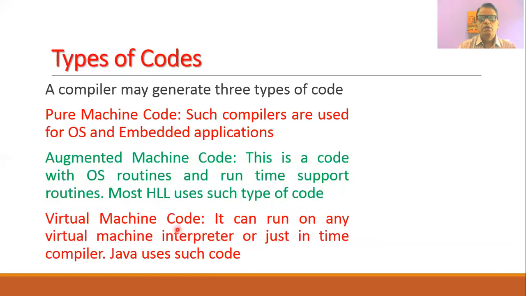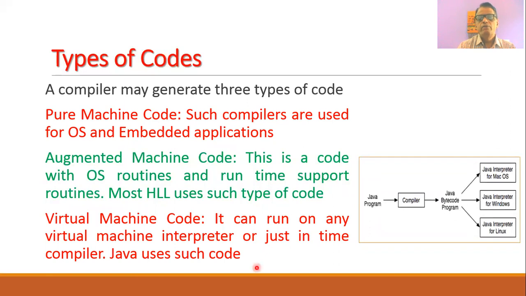Many times nowadays you will find that the compiler will generate a code, and this code is called a virtual machine code. This code can run on any virtual machine interpreter or just-in-time compiler. For example, Java and Python make use of such code. Whenever you feed any Java program to the compiler, the Java bytecode program is generated at the output of the compiler. And there are different versions of the Java interpreter.